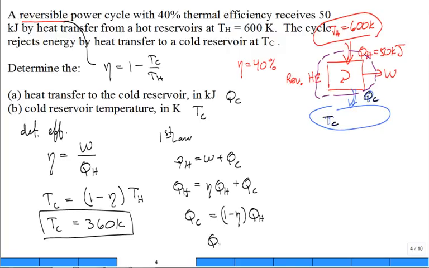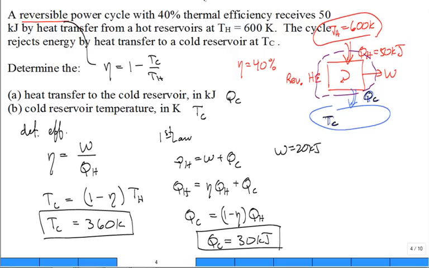So QC is 1 minus, so 60% of 50 kilojoules, 30 kilojoules. So just as an aside, the work is 20 kilojoules, isn't it? The work is 20 kilojoules.